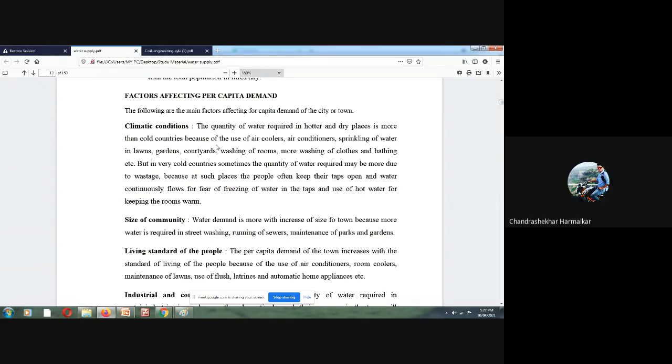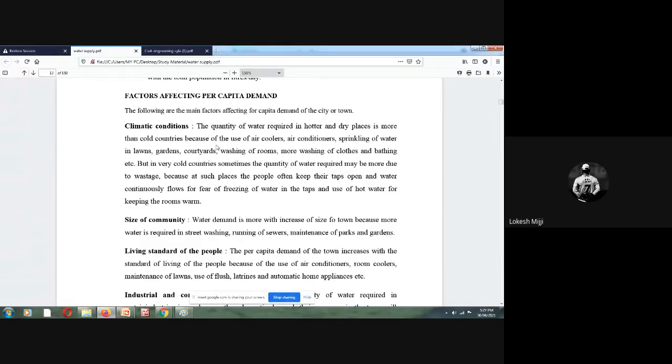Less rainfall. What happened? Less rainfall. It is related with climatic conditions. I am asking you how the per person's per day water requirement is going to be affected. In that, we are going to cover the first condition, that is climatic conditions. How the water consumption is going to vary according to the climatic conditions.